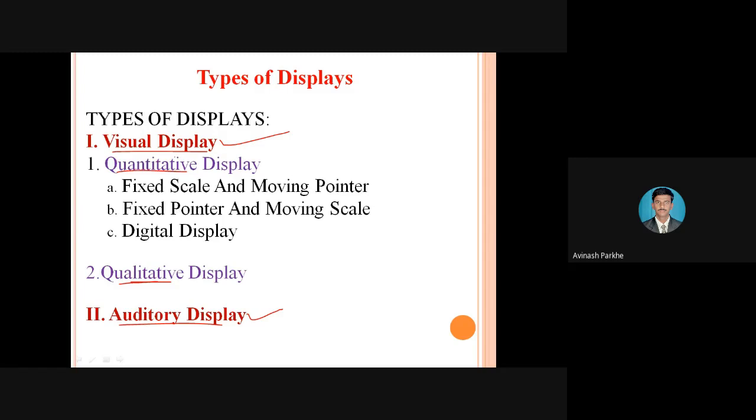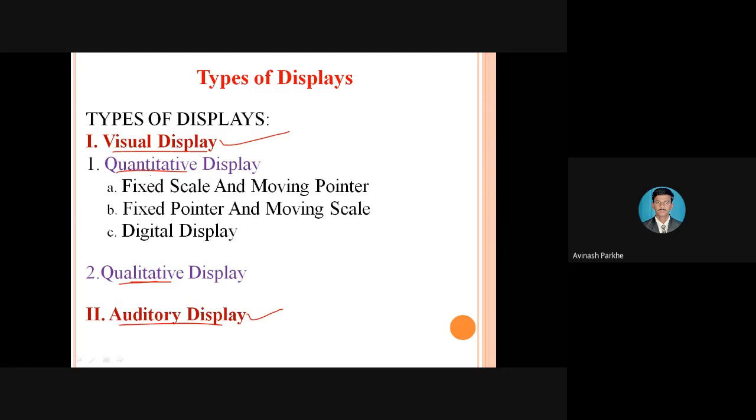Therefore, first of all, we will discuss the visual display, and that visual display is further divided into two types. That is quantitative, meaning the output is obtained in the form of quantity, and qualitative, meaning you get the output in the form of different types of figures, graphs, and charts, and through that you get your proper output.